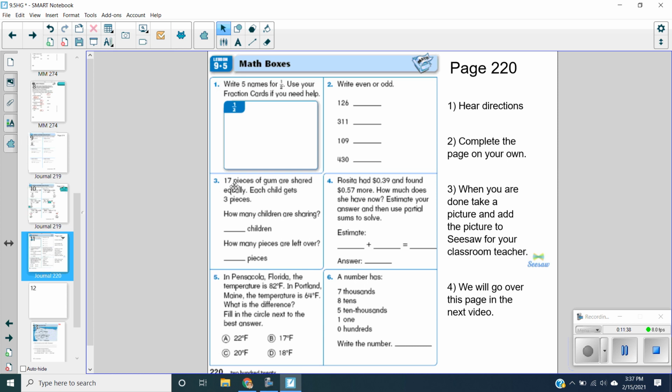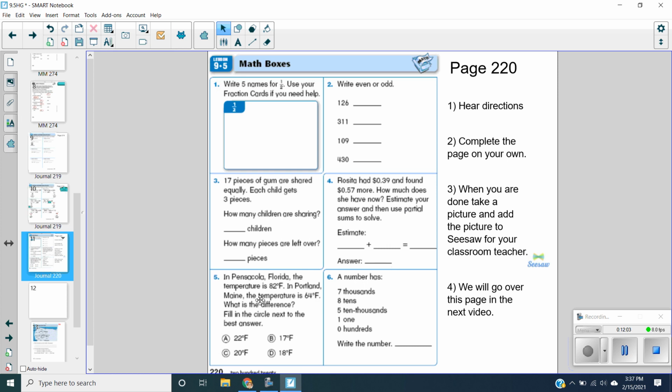For question 3, 17 pieces of gum are shared equally. Each child gets 3 pieces. So how many children are sharing and how many pieces are left over? For question 4, Rosita has 39 cents and found 57 cents more. How much does she have now? Estimate your answer, and then you can use whichever way you'd like to solve the actual answer.